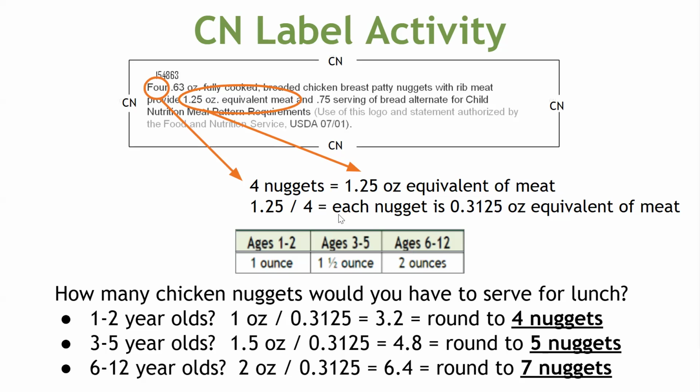And then for those 6 to 11 year olds or 6 to 12 year olds, 2 ounces divided by that 0.3125 is equal to 6.4. So you would round up to 7 chicken nuggets. Any questions on why that is or how to do that math or anything regarding CN labels? I have a quick question. Yeah. If it comes out to like 3.1, do you always round up? Yeah, because you want to make sure that the full component is served, even if a little extra is served. Perfect. Thank you.